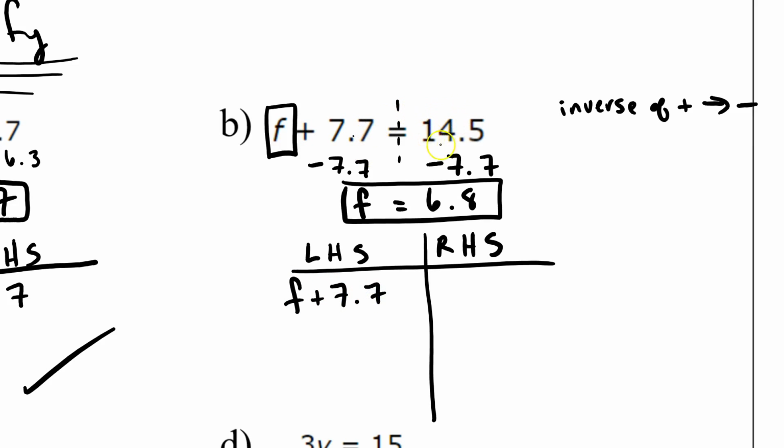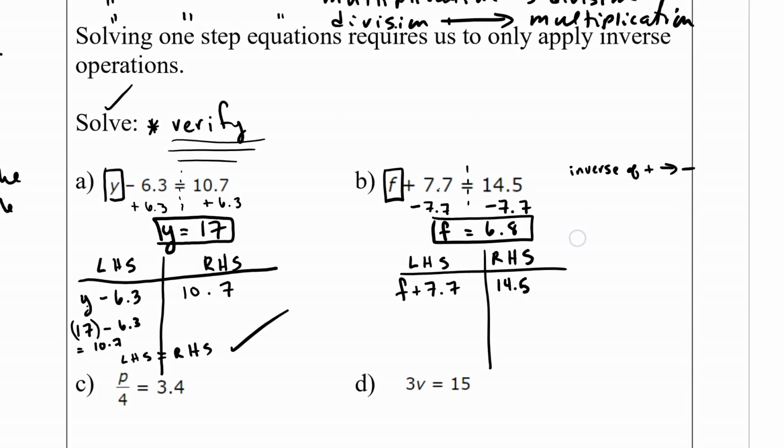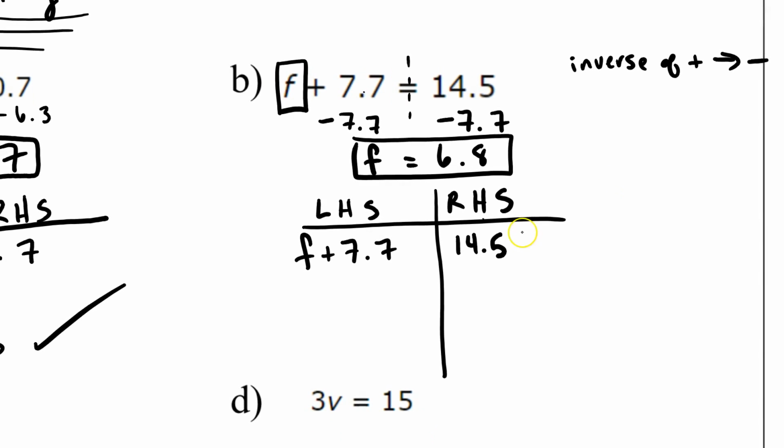And on the right-hand side of the equation, we have 14.5. Now it's just a coincidence that in both examples, the right-hand side is already solved for. And in fact, in all 4 examples, the right-hand side is solved for. Sometimes you're going to see a variable in the right-hand side, sometimes you won't. You just have to look at each equation differently. So I don't have to do anything to my right-hand side, it's simply 14.5.